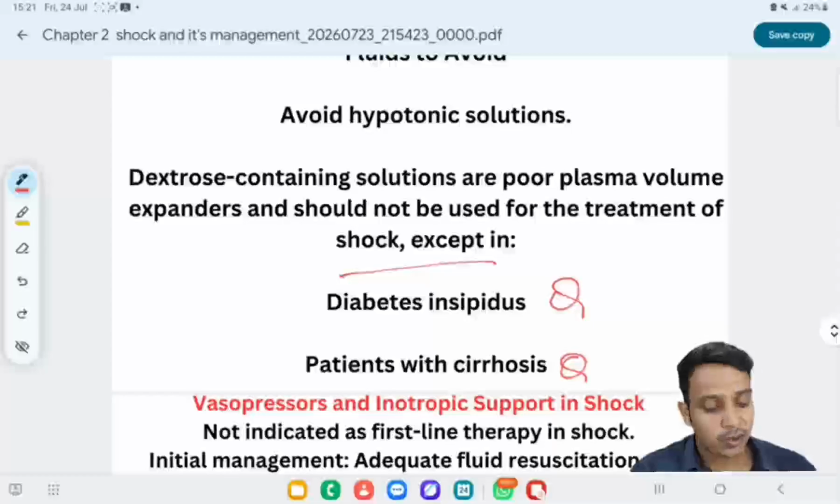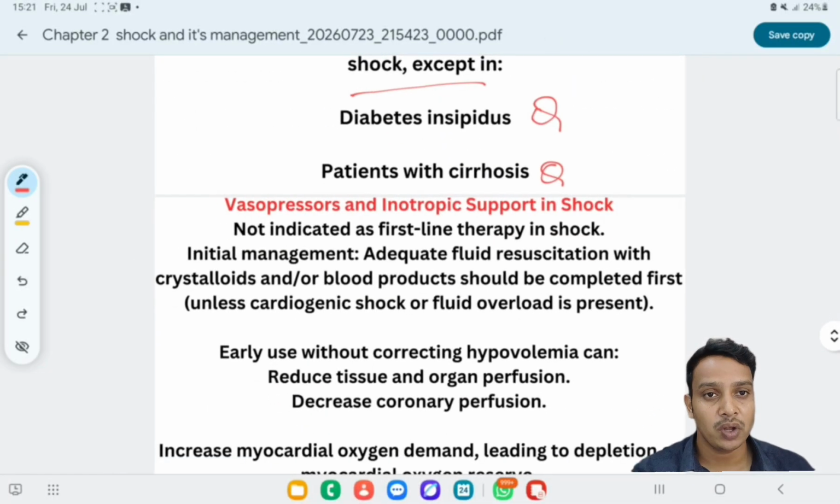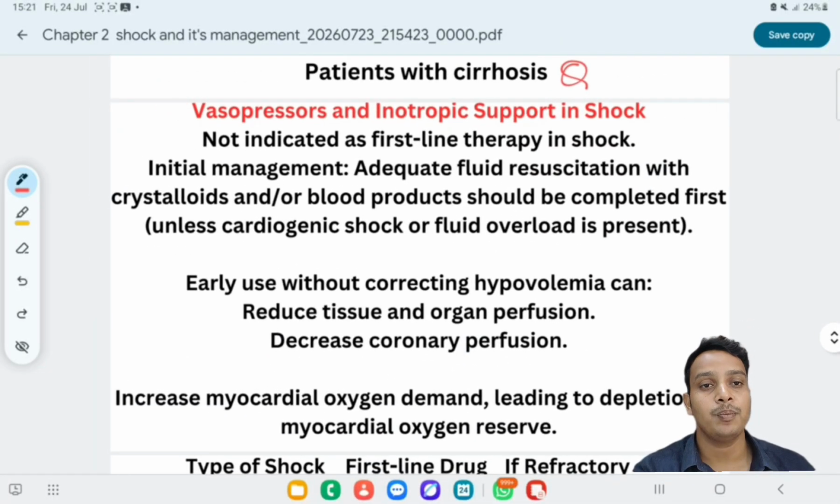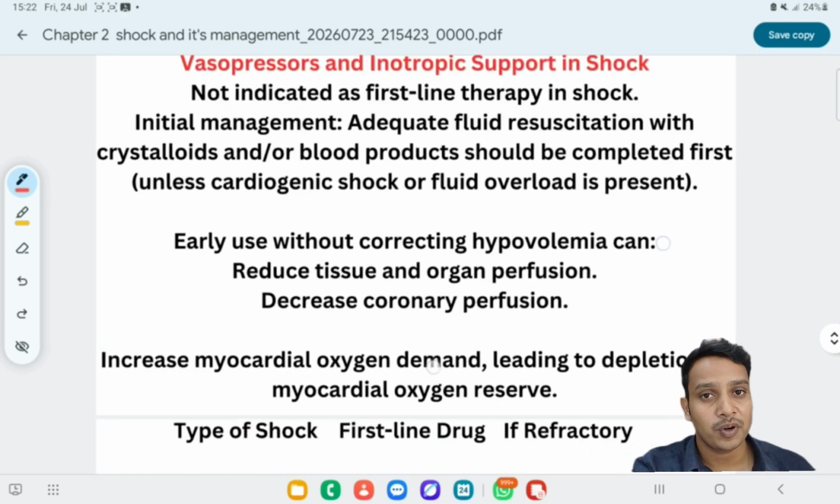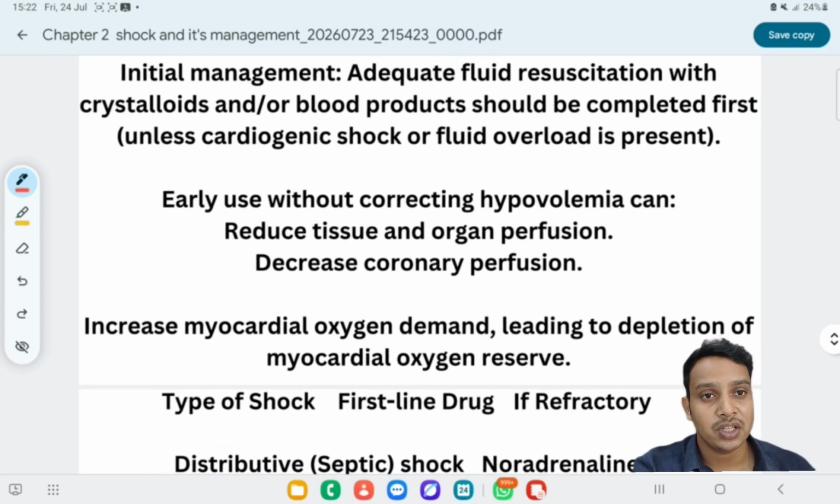So vasopressor and inotropic support in shock is not indicated as a first line therapy. First line therapy is either crystalloids or your blood products. Once the blood pressure is not maintained, then start your inotropic support. Early use without correcting hypovolemia with inotropic agents can cause severe vasoconstriction, reduced tissue and organ perfusion, and decrease in the coronary perfusion. Again, it aggravates the positive feedback mechanism and leads to multiple organ dysfunction syndrome.